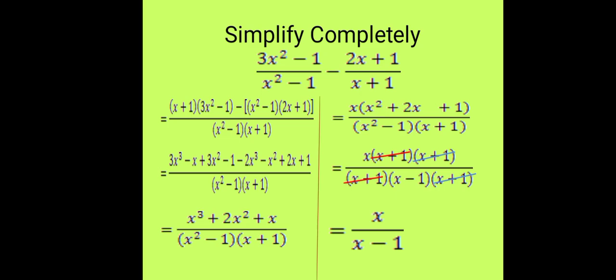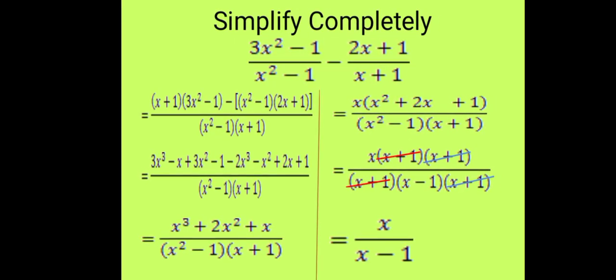Now since here we have to add and subtract, we shall find the LCM for the denominator. The LCM for the denominator is x squared minus 1 multiplied by x plus 1. Now for the first part, x squared minus 1 goes into x squared minus 1 multiplied by x plus 1.